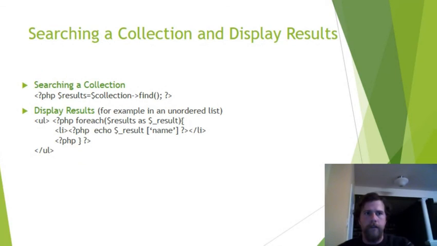To display results, first search a collection and store them in a variable. In this case, I used results. The MongoDB PHP driver now supports iteration of the BSON format. So, simply loop through the results as a result. In this case, we're using an unordered list, and then echo the result with the field that you specify.